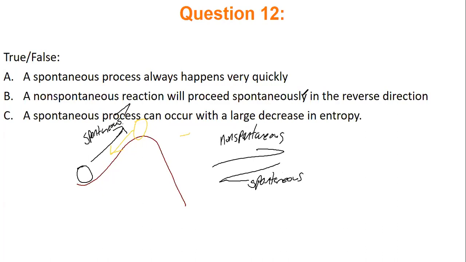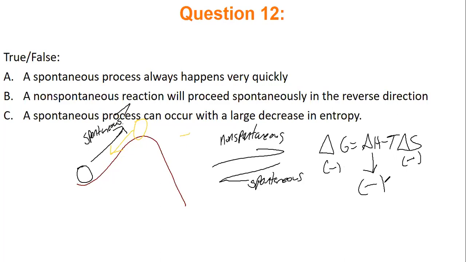All right. And lastly, a spontaneous process can occur with a large decrease in entropy. True, right? Go back to our equation, delta G equals delta H minus T delta S. So a large decrease in entropy means delta S is negative. And remember, to be spontaneous, delta G has to be negative. That's fine as long as enthalpy is favorable as well. That's the only way this will happen. An example being water freezing to ice, right?